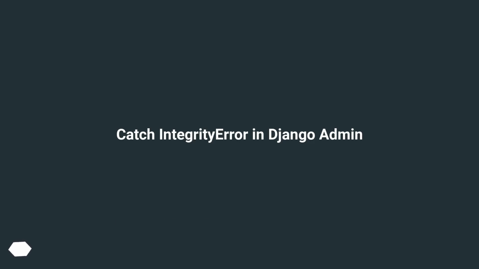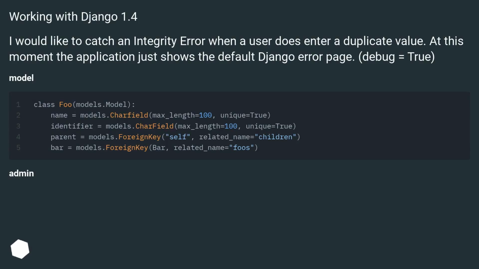Catch integrity error in Django admin. Working with Django 1.4, I would like to catch an integrity error when a user does enter a duplicate value. At this moment the application just shows the default Django error page.